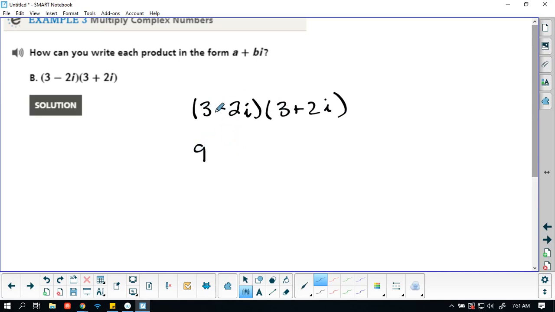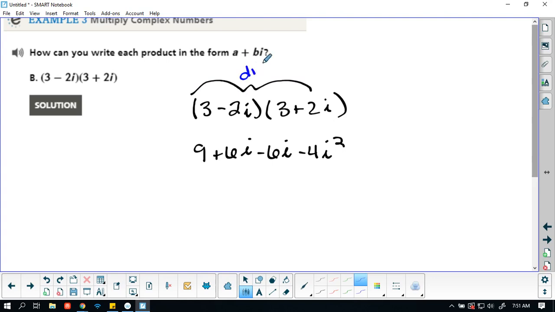3 times 3 is 9. 3 times 2i is 6i. Negative 2i times 3 is negative 6i. And negative 2i times 2i is going to be negative 4i squared. This again was that concept that I talked about in example 1 of difference of squares. But in this case, we don't call it difference of squares. We call it the complex conjugate.